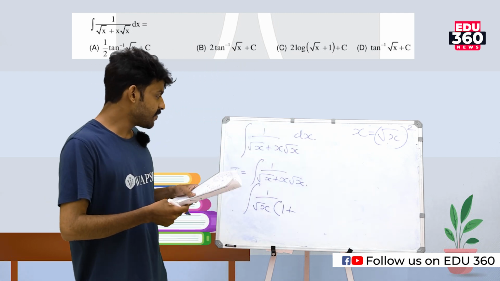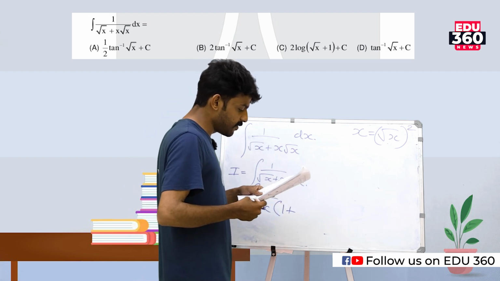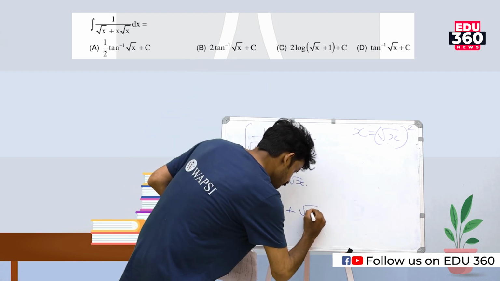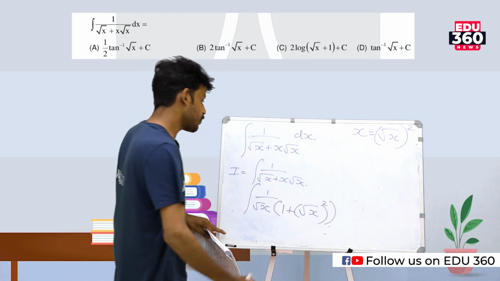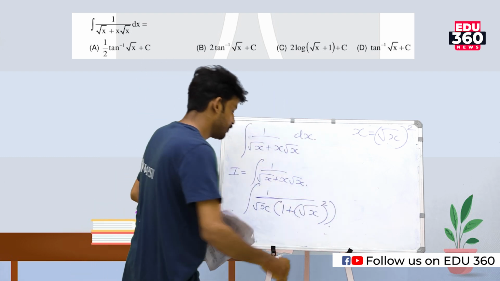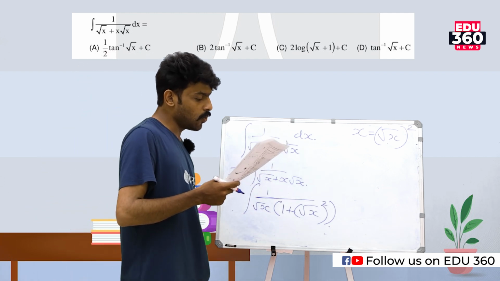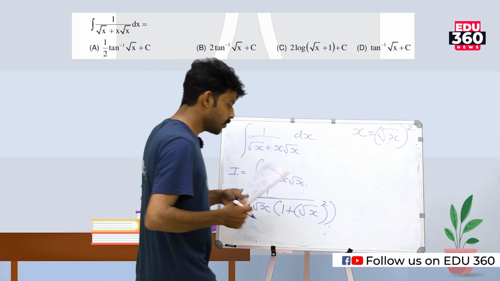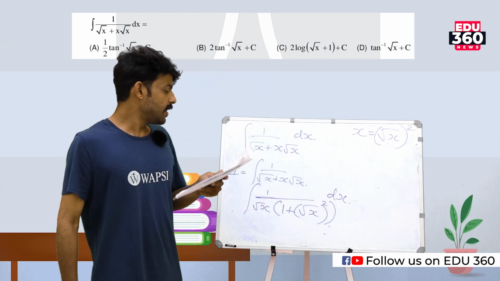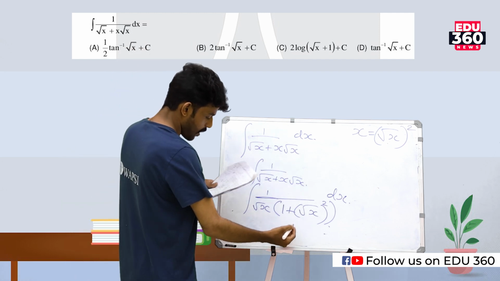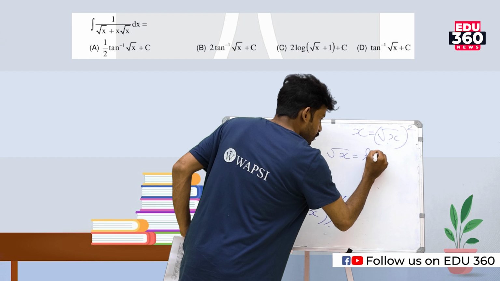So here we can substitute: root x into 1 plus root x the whole square. That is the integral of 1 divided by root x into 1 plus root x the whole square, dx.